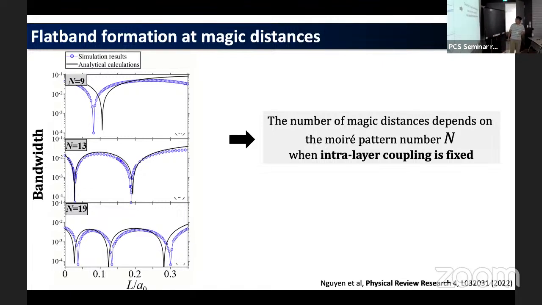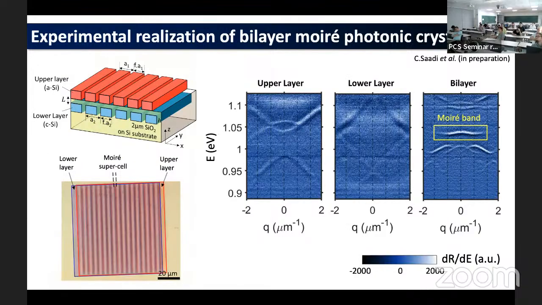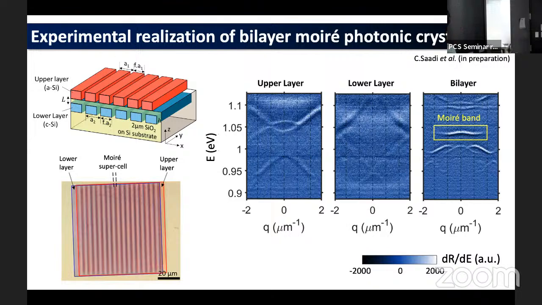So for this theoretical work, we change the interlayer coupling and fix the intralayer coupling. But for experimental demonstration, it is difficult to have fine control of the distance. So what we chose in the experimental demonstration is a very short distance. So L is small, less than 100 nanometers. And then we finely tune the filling fraction to change the intralayer coupling, the U-turn.